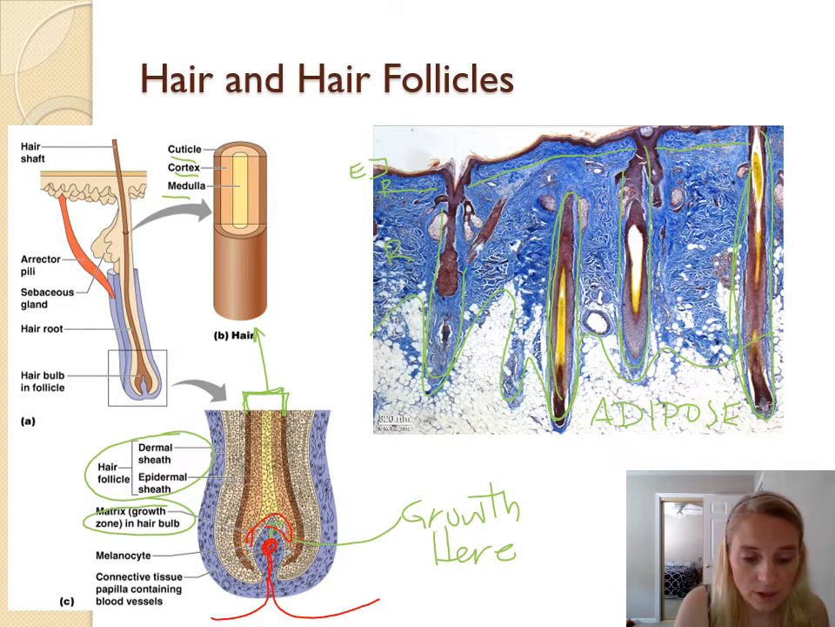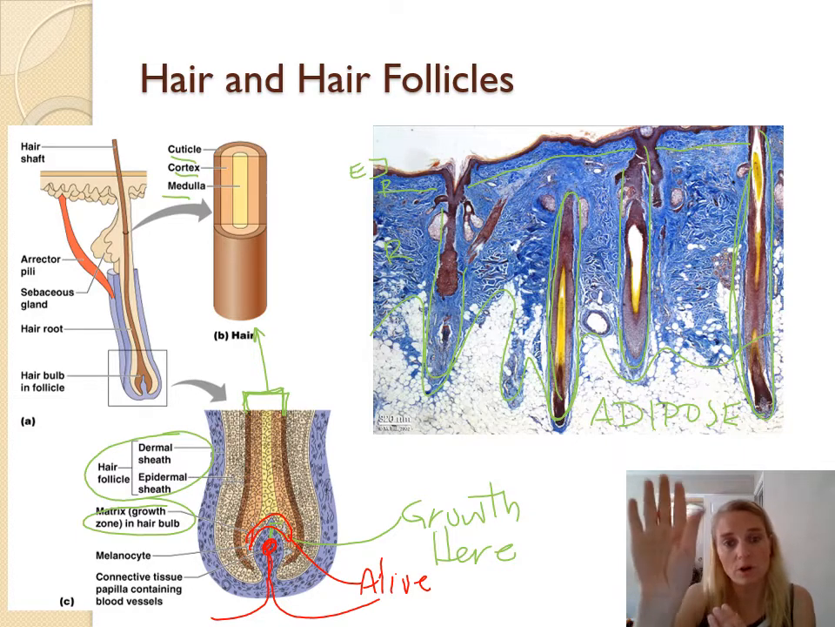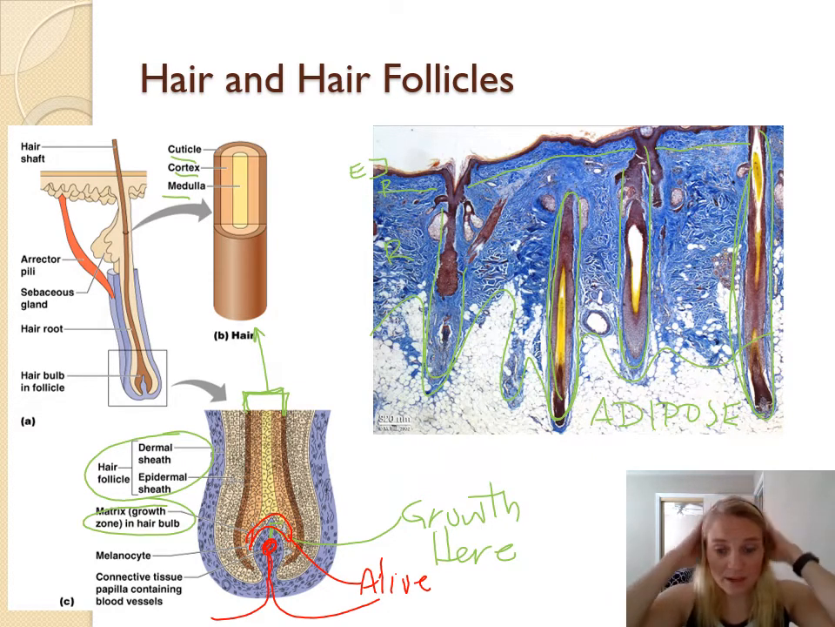So these cells right here are all alive. And as they go through mitosis, they're producing more and more cells, and they're making the hair shaft grow. As those hairs get further away from that blood supply, they start to die. But that's okay. We don't want living hair. It helps to protect us from the sun rays. It kind of pads our head a little bit. So we don't want living cells to be our hair.